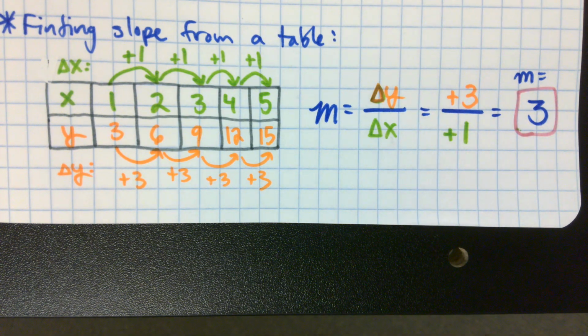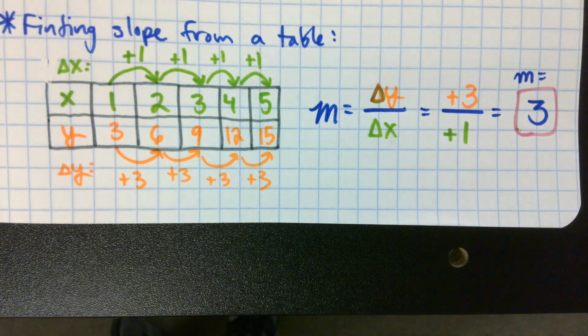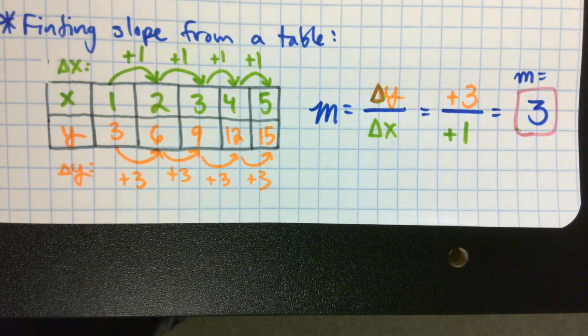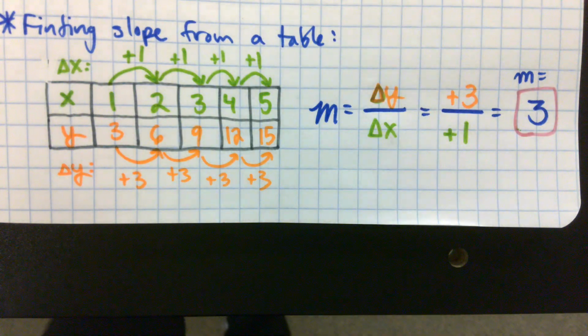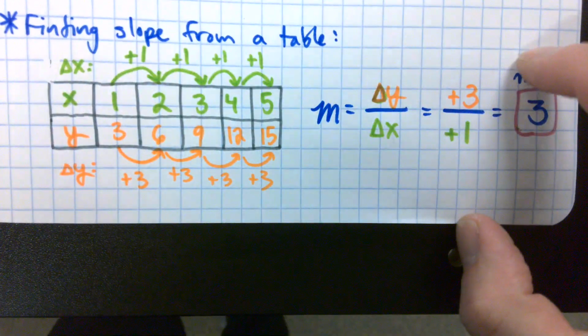Give me a thumbs up if you feel like this way is a little bit easier than the whole rise and run on the graph. Okay, I see a decent amount of thumbs up. That's good. I'm glad this makes sense.